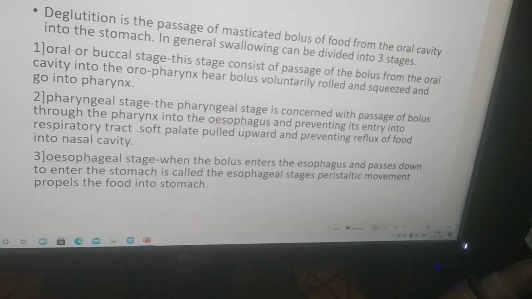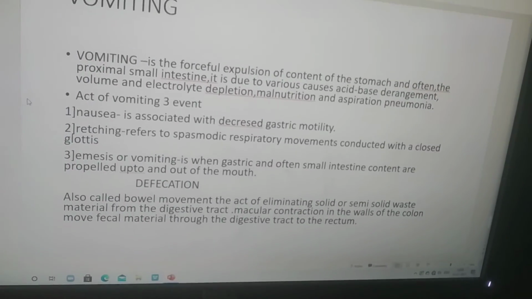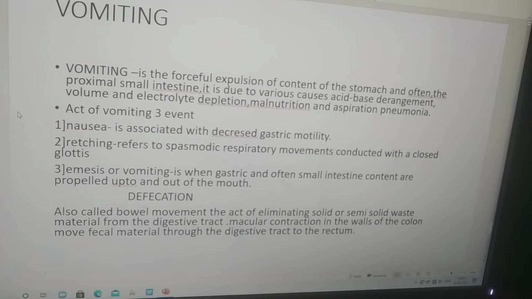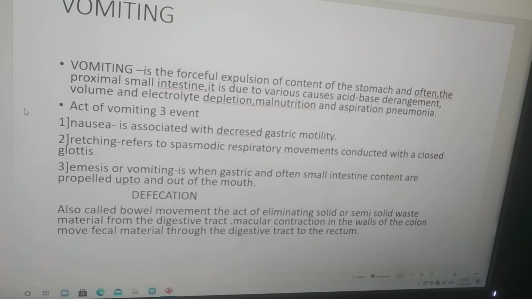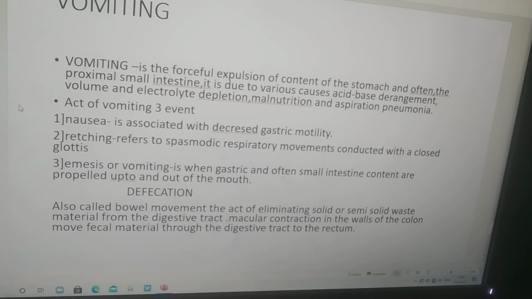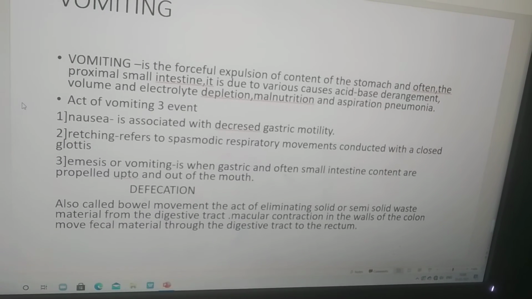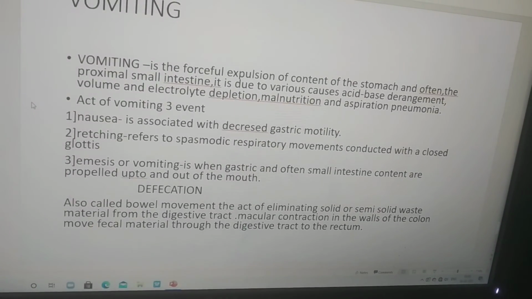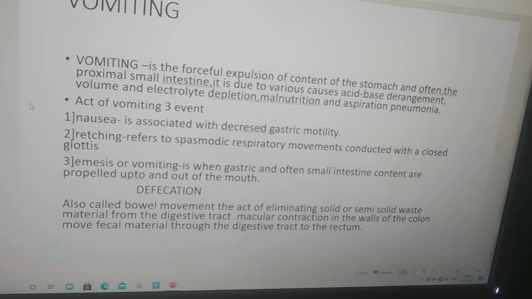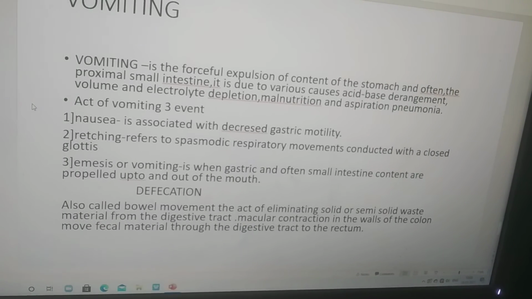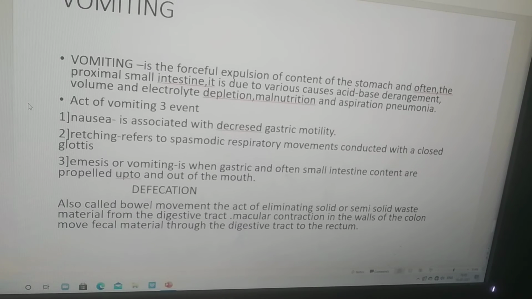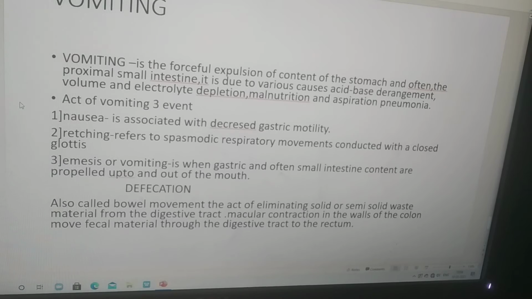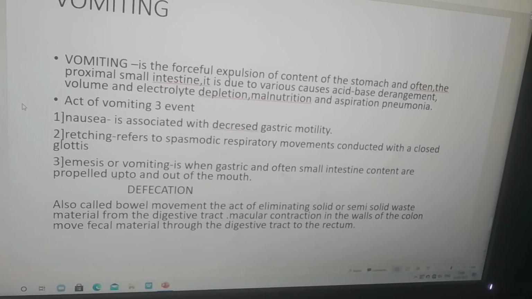Then third, vomiting. Vomiting is the forceful expulsion of content of the stomach and often the proximal small intestine. It is due to various causes: acid-base derangement, volume and electrolyte depletion, malnutrition and aspiration pneumonia. These are the causes of the vomiting.